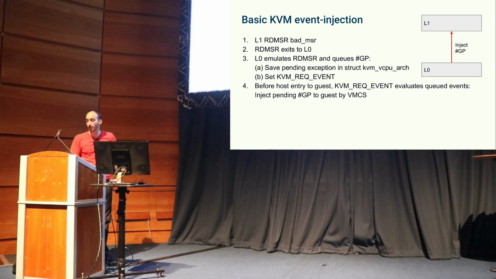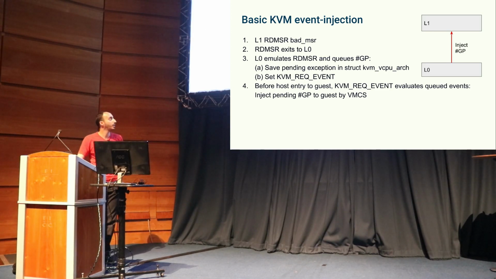And in this case, it will see that we have a queued pending exception, and it will want to inject it. The way that it will do that is that it will take this queued exception, write it to the active VMCS, and then just resume the guest, which will cause the CPU to inject the exception to the guest. So this basically sums up how it works for the non-nested case.